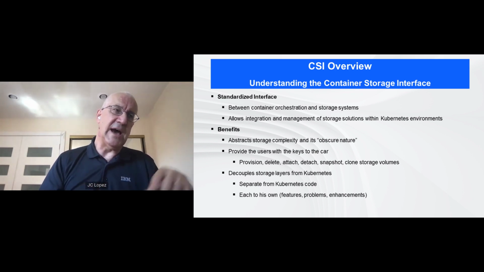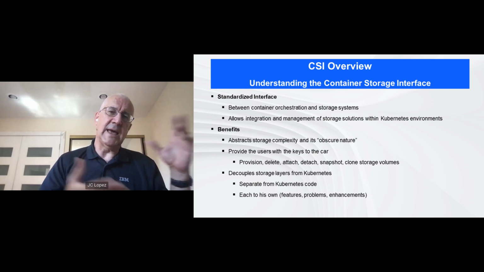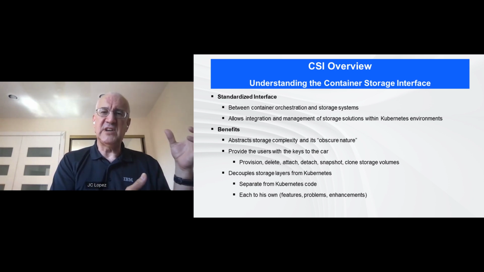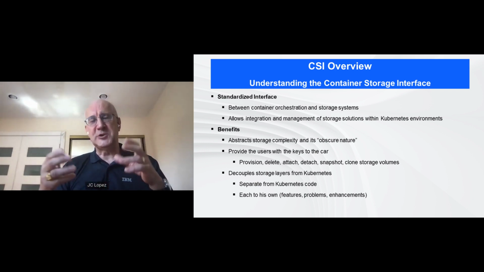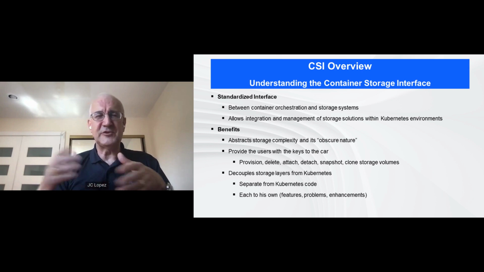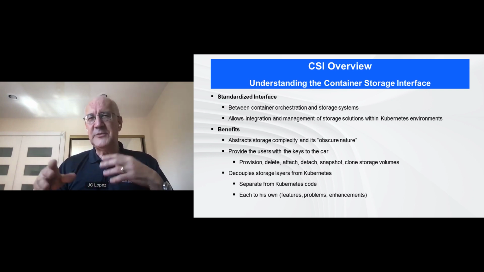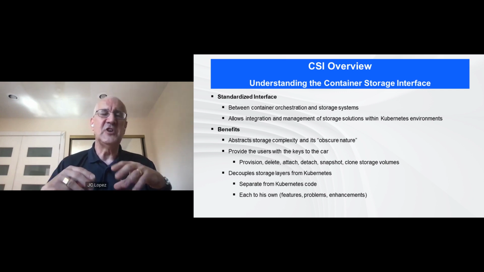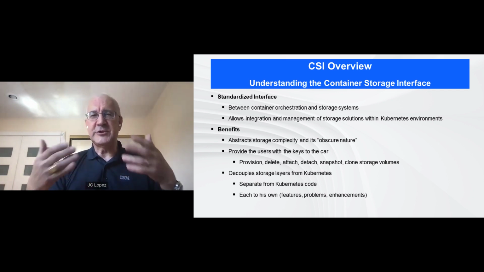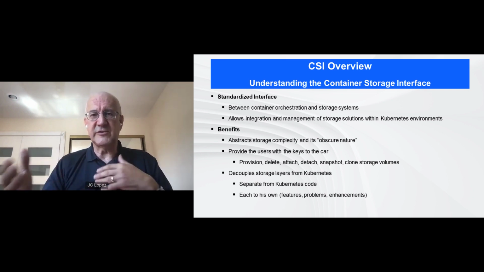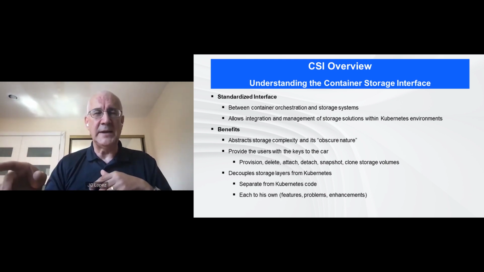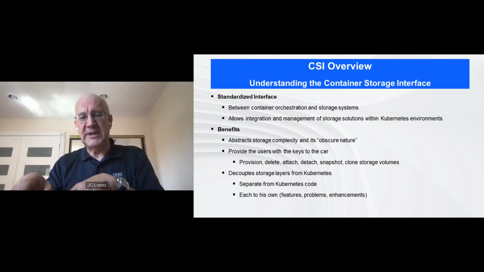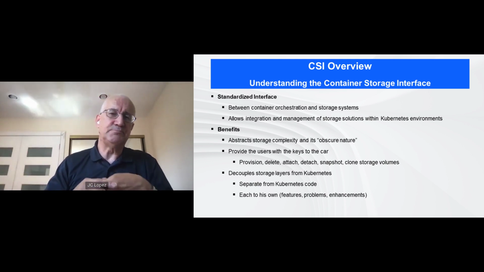So the benefits of CSI: by standardizing on CSI, it allowed the storage providers to abstract the storage complexity and what I call the obscure nature of storage. You've all heard different storage vendors use their own terms, sometimes to describe the same feature or set of features. And you require an infrastructure team to manage these storage infrastructures. That doesn't really fit into the world of Kubernetes. You want things to be completely self-service, so you cannot really wait for someone in the storage team to do something so that the application can actually get it.